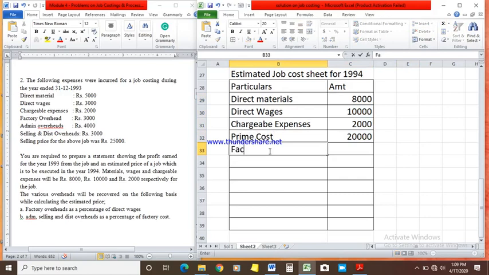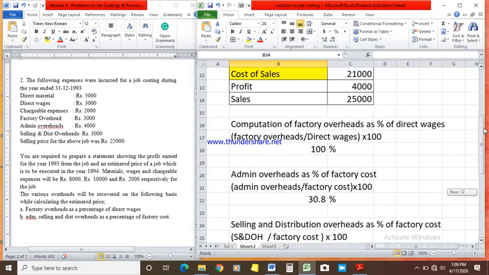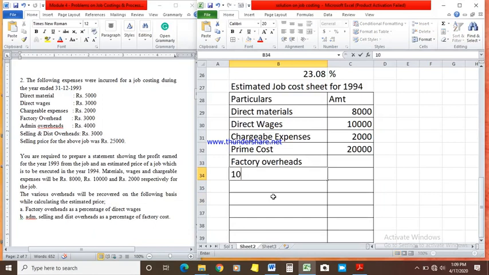Now the factory overheads. As it is already calculated above, the factory overhead is going to be recorded as 100% of direct wages. So we'll write here 100% of direct wages, that is 100% is nothing but 1 multiplied by direct wages, 10,000. So we get 10,000. Now here it's a factory cost or works cost.